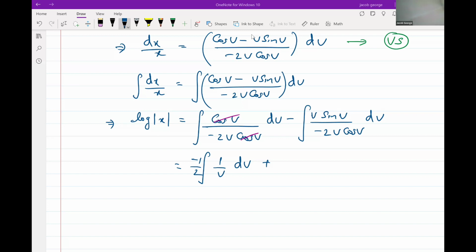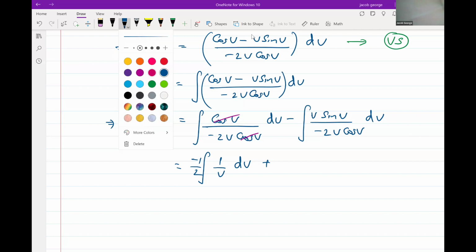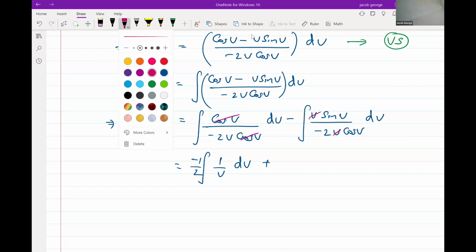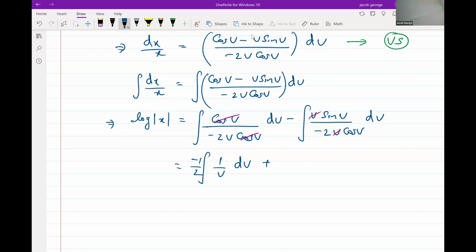Okay, so now minus is plus, we can cancel out v. Here we cut v. Then what do you get, children? Sin v by cos v. What is sin v by cos v? It is tan v. Tan v dv. Both the integrals, so this is minus 1 by 2 log mod v.